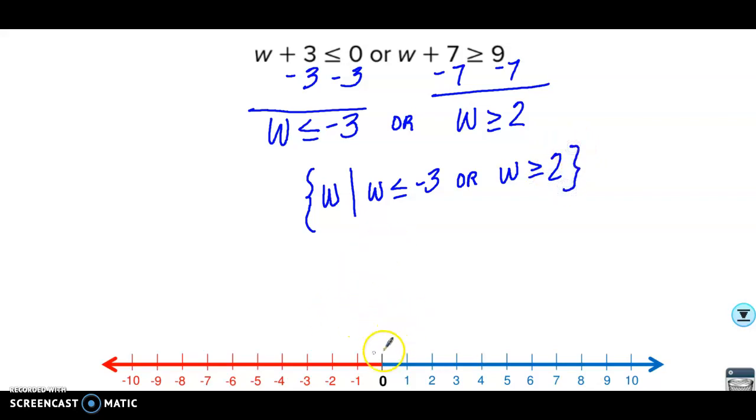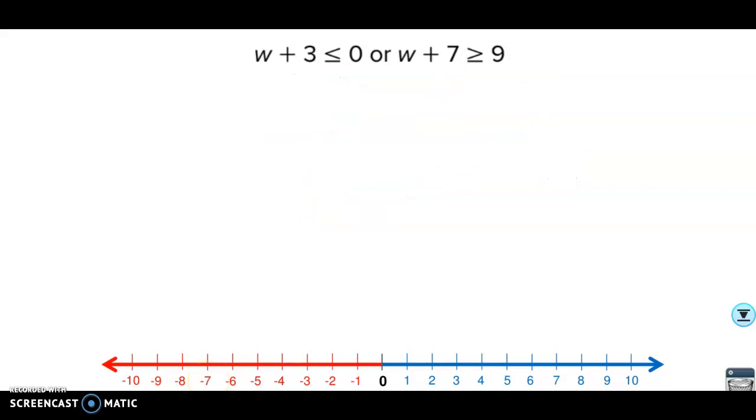To graph it on the number line, I'm going to graph them each individually. The first one, I want to show that w is numbers less than or equal to -3. So because there's an or equal to, it's a colored in dot. And I want to show numbers that are less than or equal to -3, so numbers to the left would be where I would shade. For this one, I have w is greater than or equal to 2, again with a colored in dot. And I'm going to shade the numbers that are greater than, which would be to the right. Okay. That's how that one looks. Good. All right. Next example.